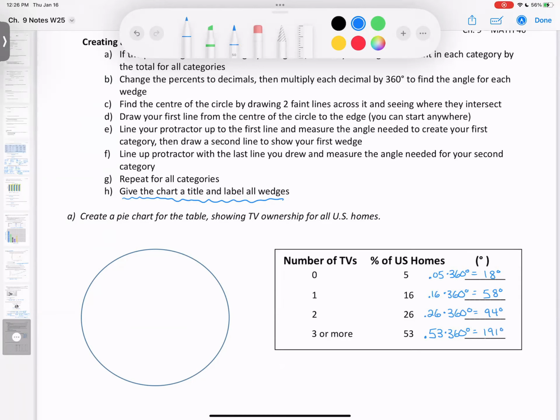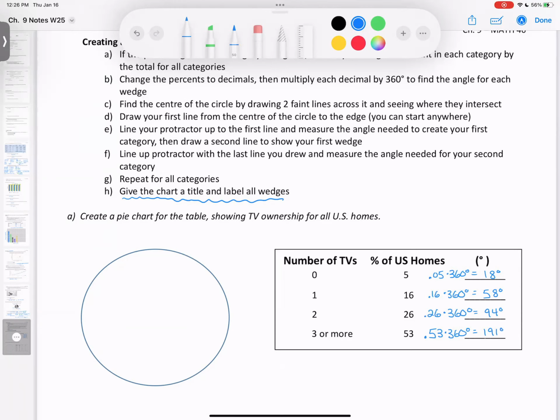And if I add up all my degrees, I get about 361 degrees. It should be a total of 360, but that's just because there's a bit of rounding error there since I rounded to the nearest degree. So it's about 360. That's good.